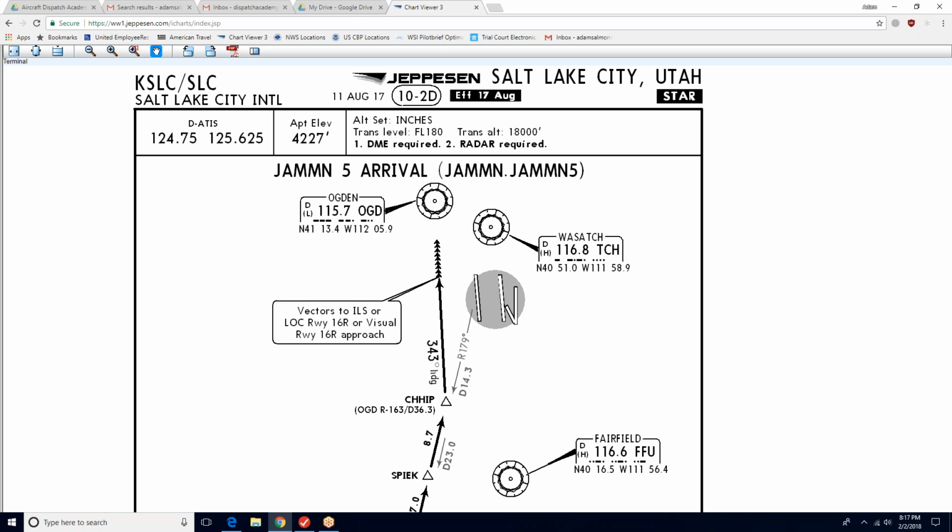So don't feel like you need to memorize this right now or have a total complete knowledge of everything that I just went over, because you're not going to right now. But just understand the basics. The only thing that you need to understand right now about SIDs and STARs is that they are sets of instructions for either climbing out of a busy airport, or descending into a busy airport.